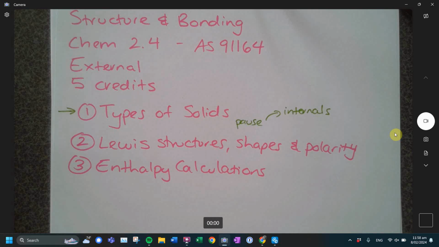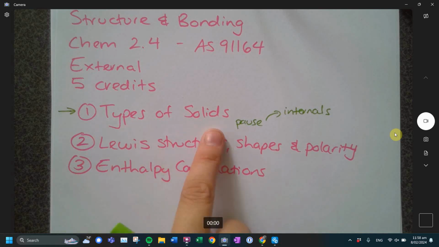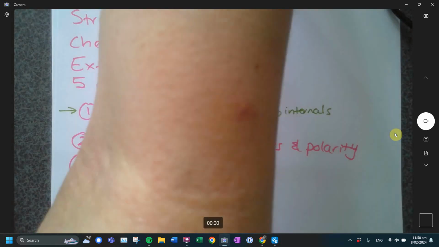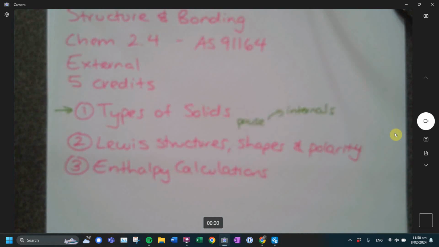The reason why I decided to do it that way is because I want us to learn this material closer to the exam, so it's fresh in your mind. The other reason is I need to go through types of solids so you understand the foundation of chemistry before we do anything else. So it's really kind of, like I said, a Frankenstein standard. It doesn't really make sense, so I'm splitting it up into an order that makes sense. Are we okay so far? We good? All right.